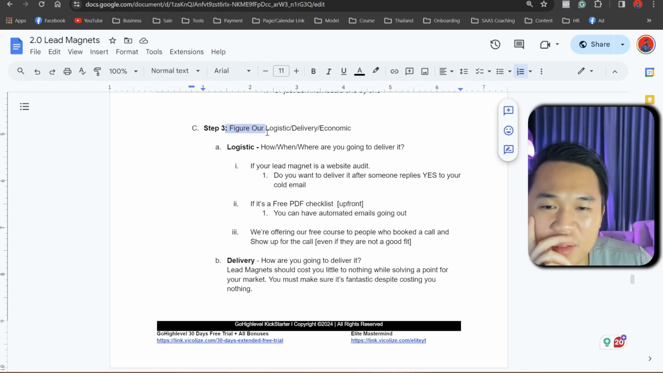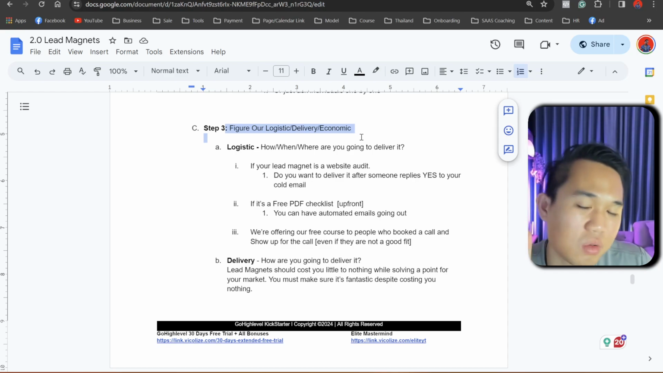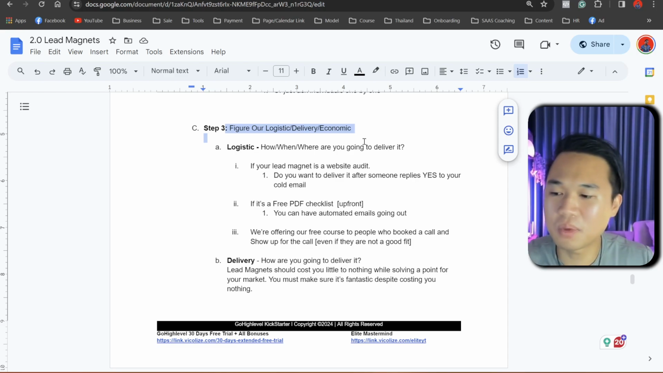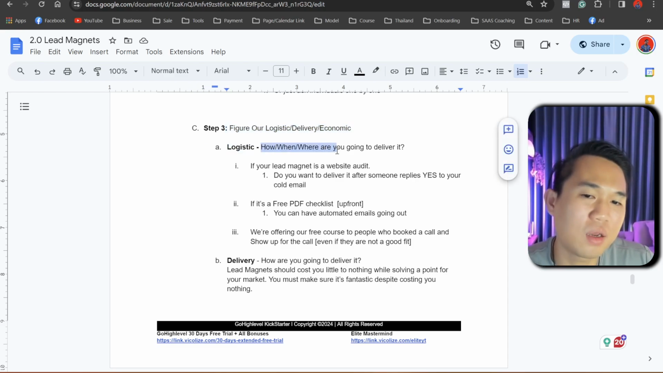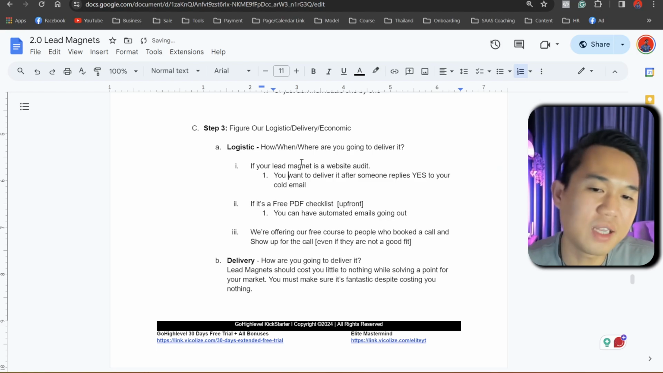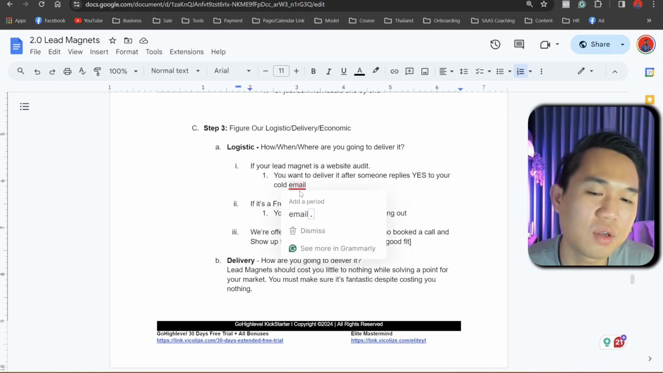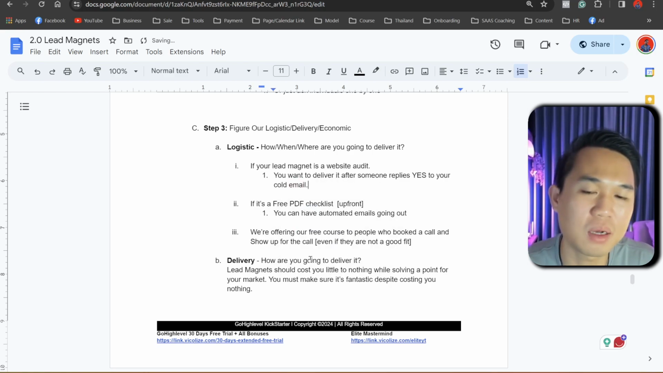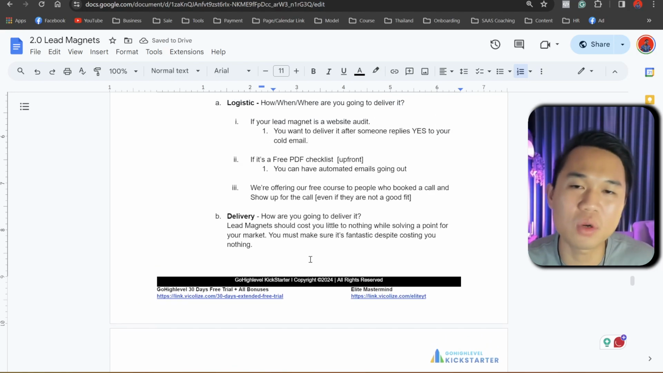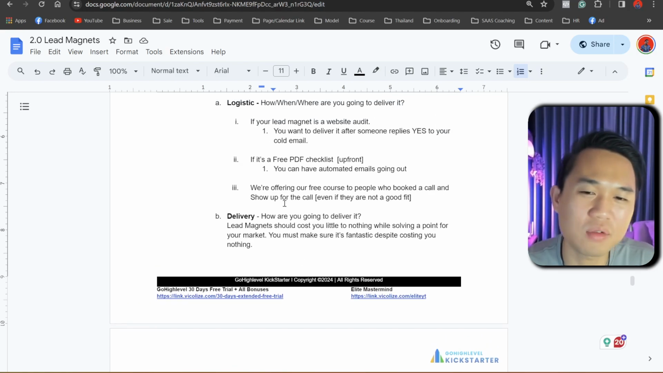So step 3 is figure out logistics, delivery, and economics, which is very, very important. I want to take some time out and actually go over this a little bit more. Logistics is how, when, and where you are going to deliver it. So what is your lead magnet? Is it a physical thing? Is it content? Is it a digital thing? If your lead magnet is a website audit, obviously you can't audit everyone's website. You want to deliver it after someone replies yes to your cold email. So your cold email says, hey, do you want a website audit? You only do that after someone replies yes.